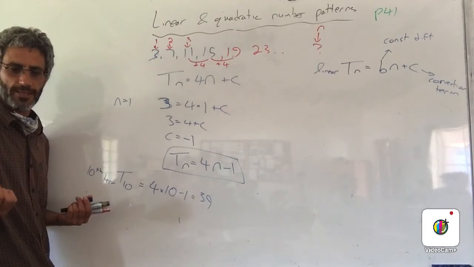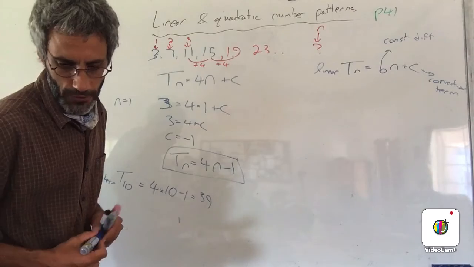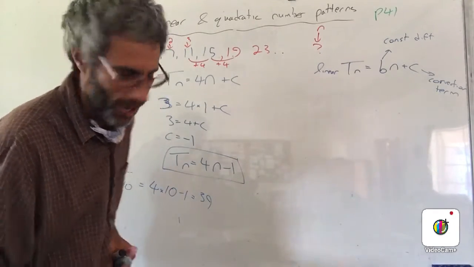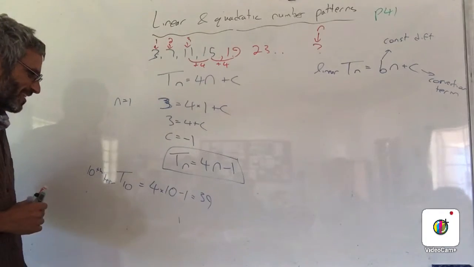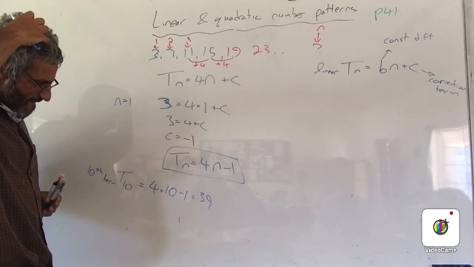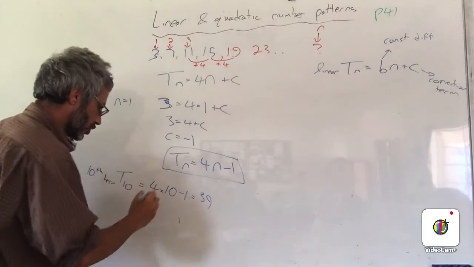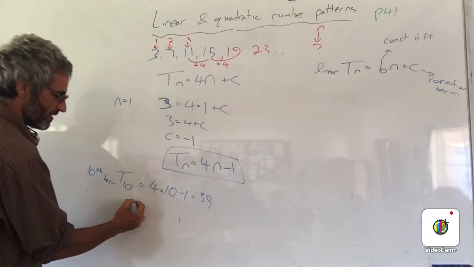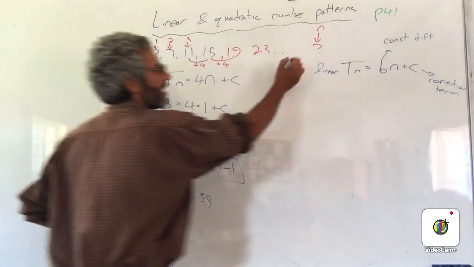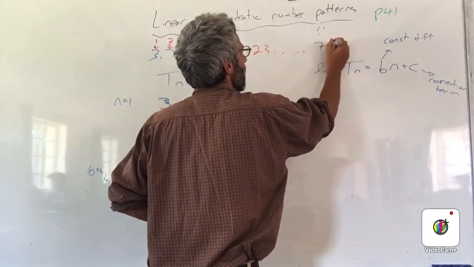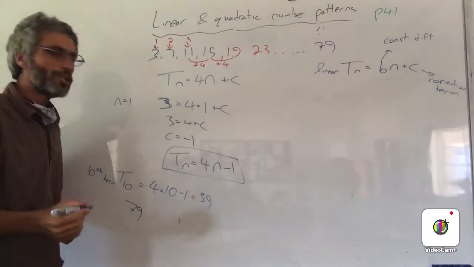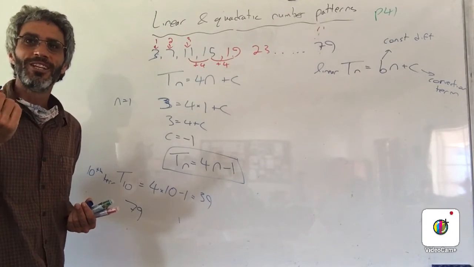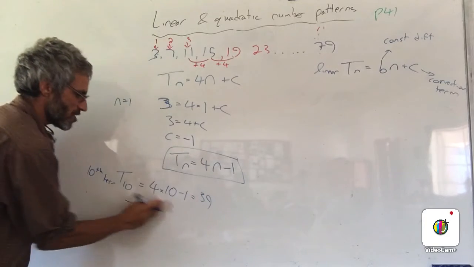Okay, that's easy, right? Now I can ask you, okay, I can't copy them because I actually changed the thingy. So let's say, okay, which term is 79? I'm saying 79 is a number here, okay? We've got 79. Which term is it? Okay, so you did it straight away in your head, very good.